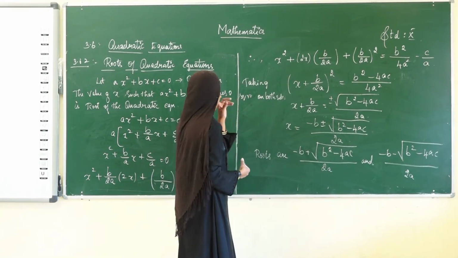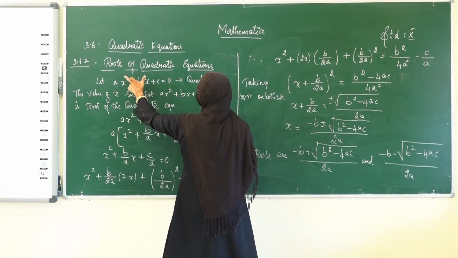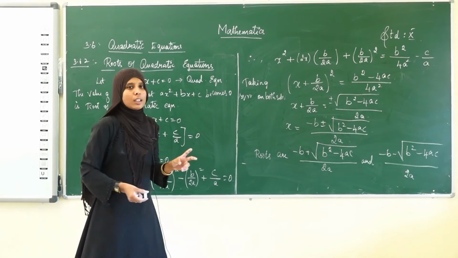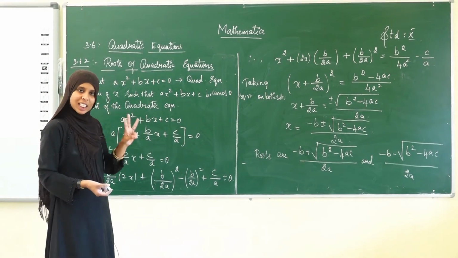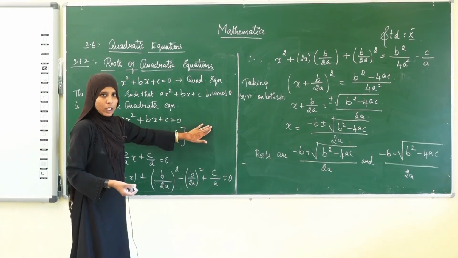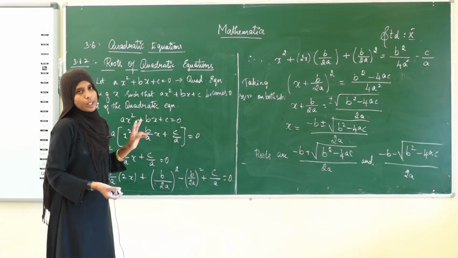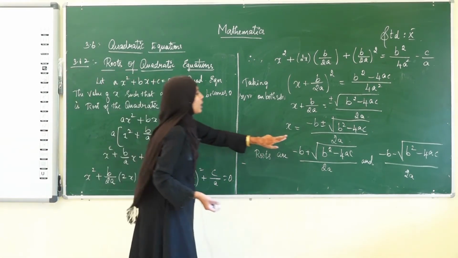Therefore, the two roots of this given equation. It is an equation of degree 2. Therefore, there will be only 2 roots. If they have given an equation of degree 3, it means there will be 3 roots. But this is the format of finding only the roots of the quadratic equation, that is the degree 2 equation alone. Okay, so what are the roots?